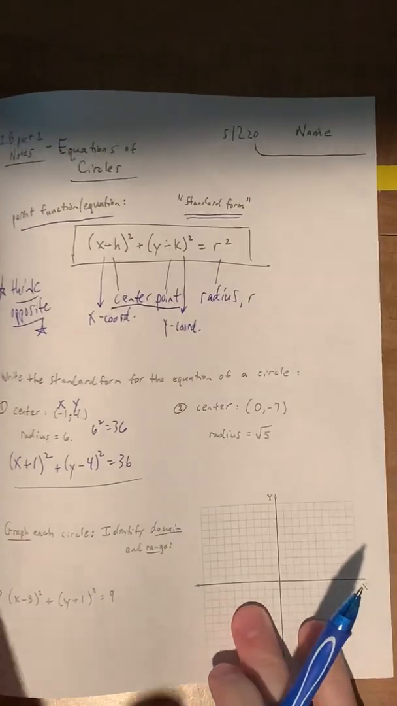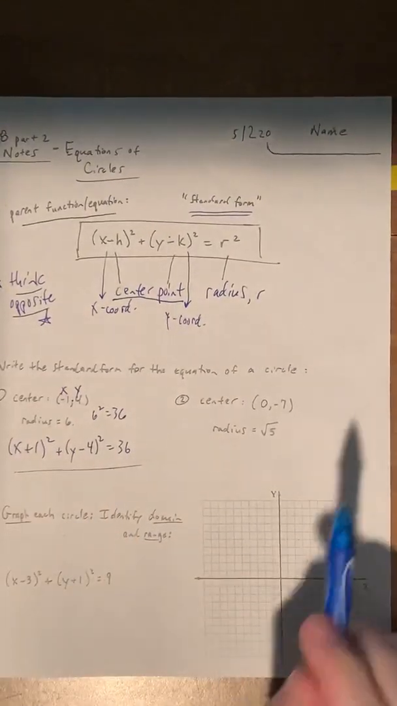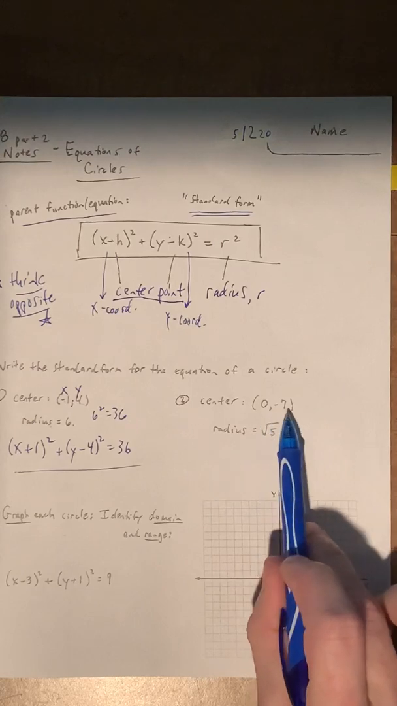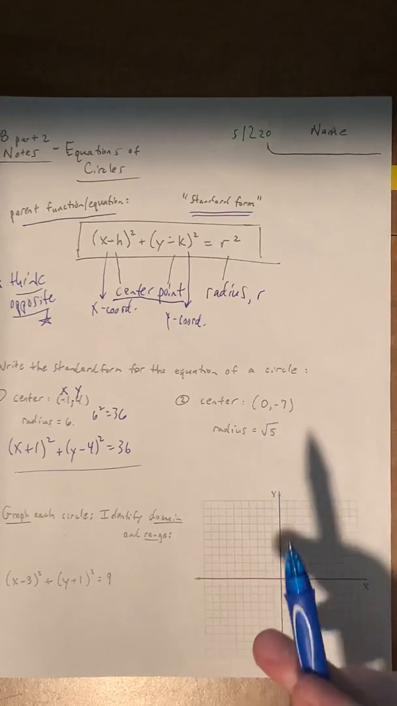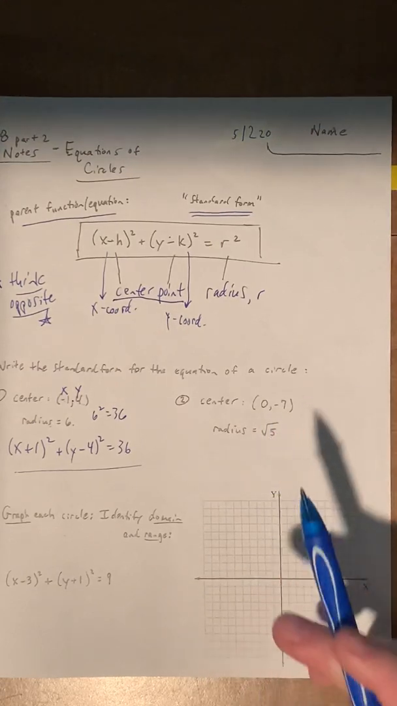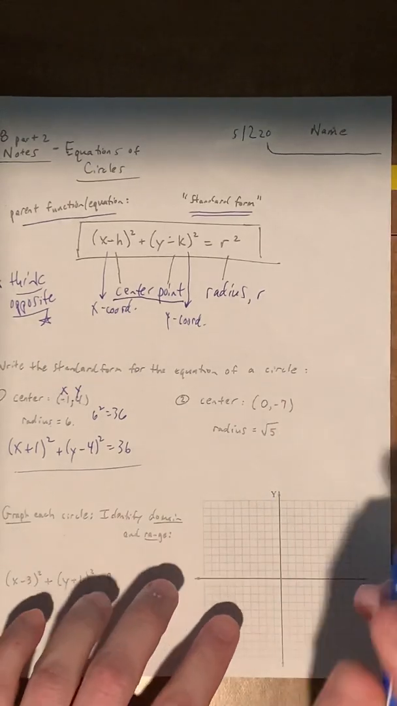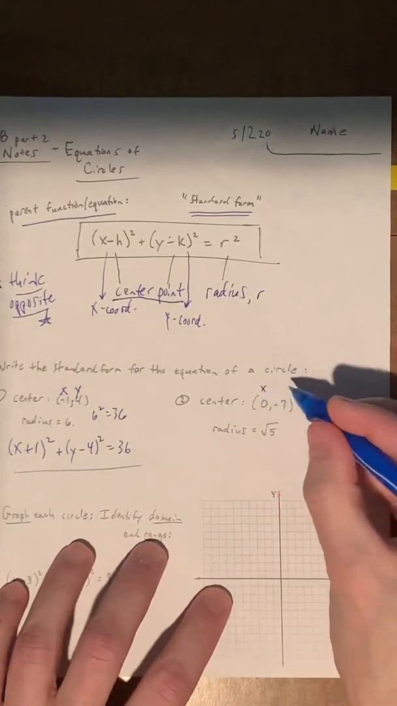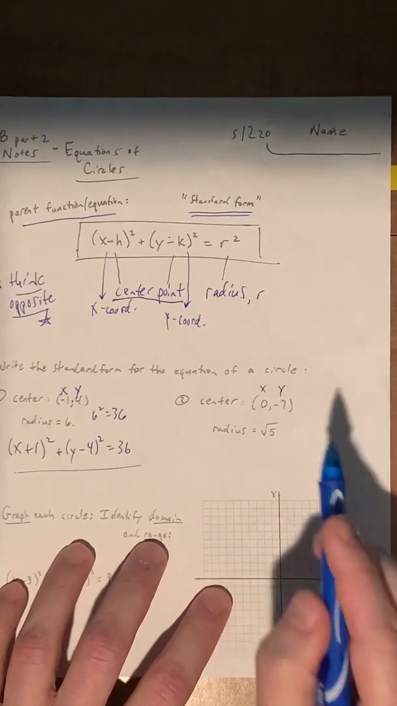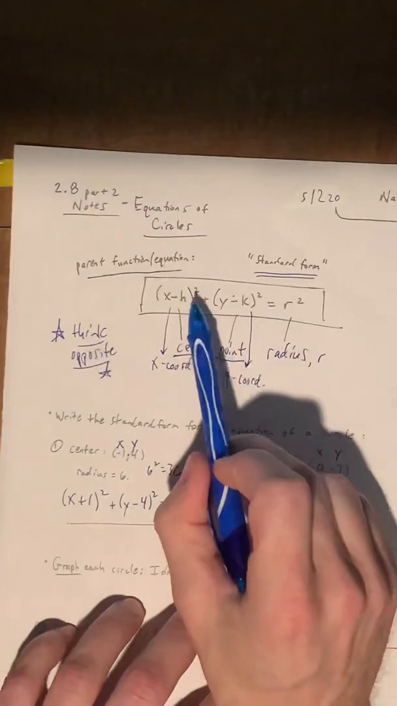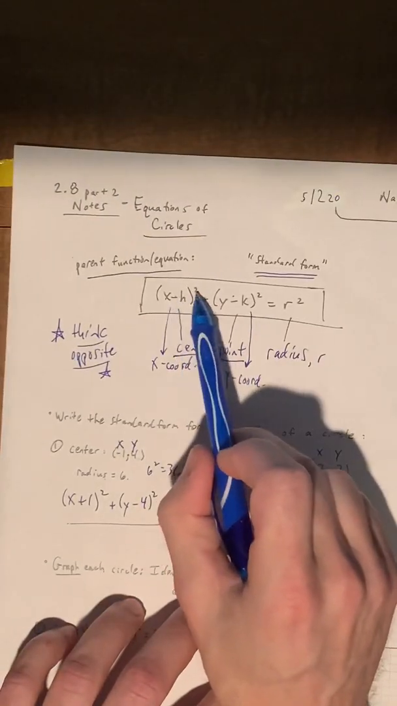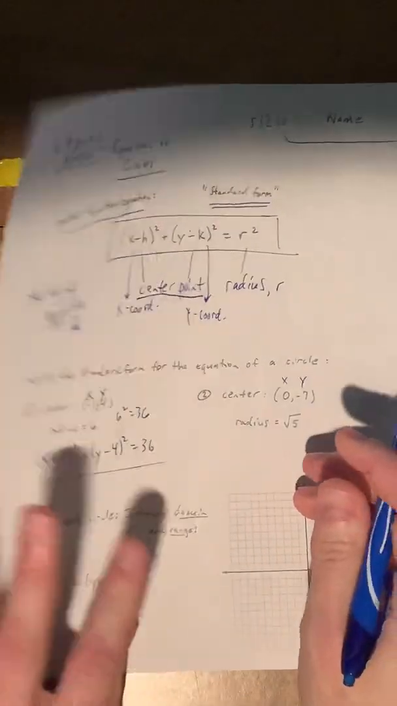All right, number 2. Center 0, negative 7, and the radius is square root of 5. Sometimes they give you the radius in radical form or square root form. All right, first, your x is 0, your y is negative 7. Now, when you put a 0 in, it basically just gets rid of the number. So all you have is an x squared.